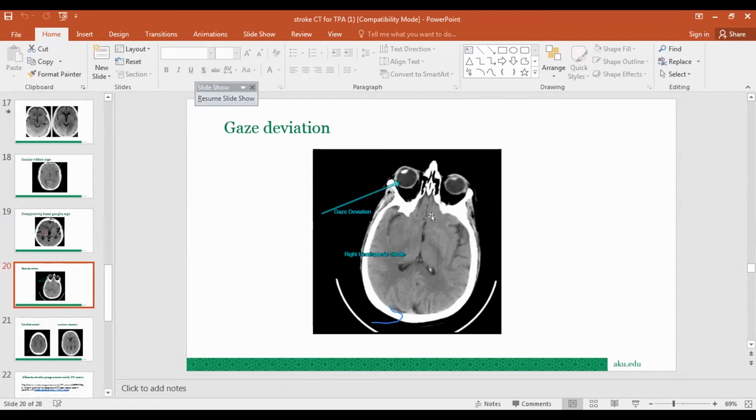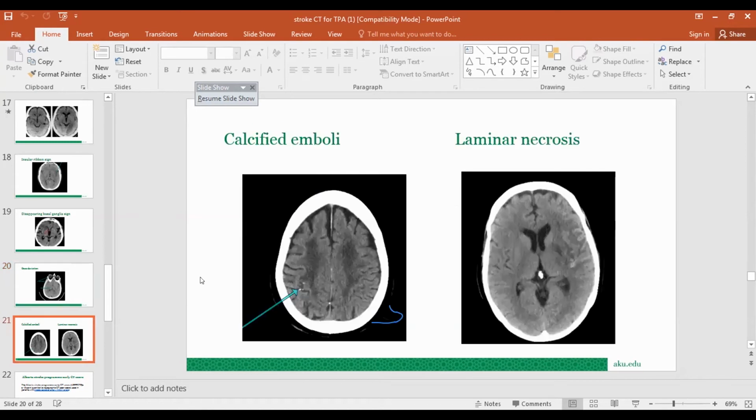Gaze deviation, it's there in the literature. So when it's an indirect sign, when you are not able to find any sign, then look for, they say, you can go for the gaze deviation sign. The gaze is deviated mostly towards the side where there is a hemispheric stroke.